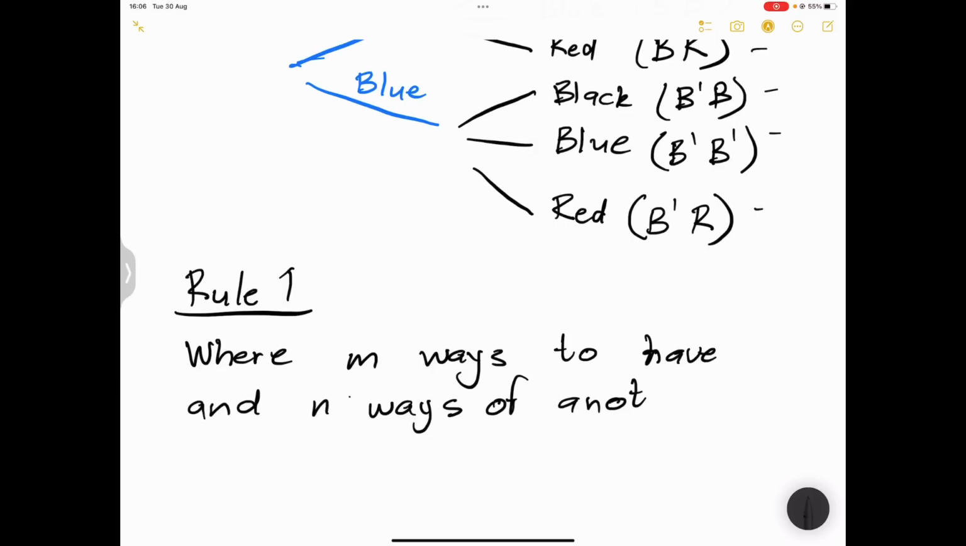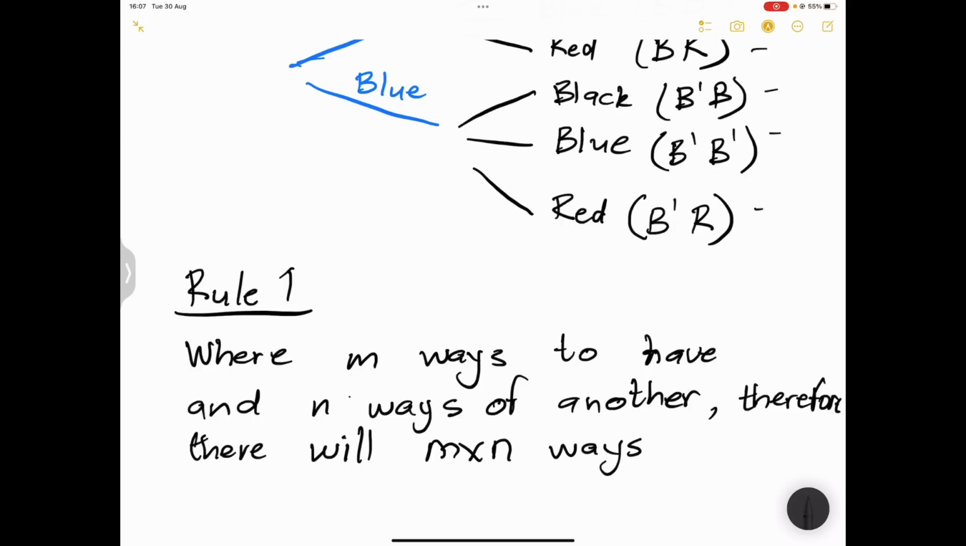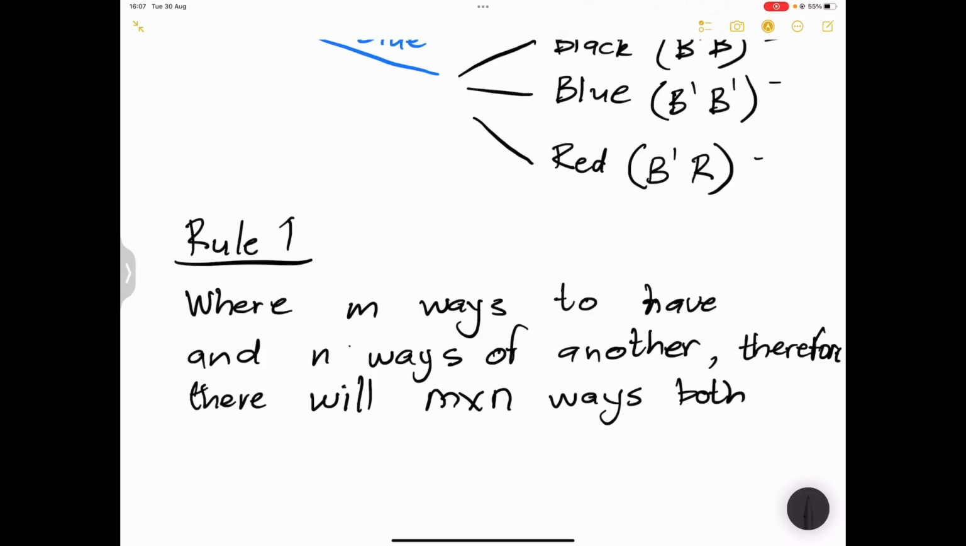So what we can do now is, all right, so m ways of one thing and n ways of another. So it means there are m, therefore there'll be m times n ways for both. Okay, so that's the first rule that we are going to apply.